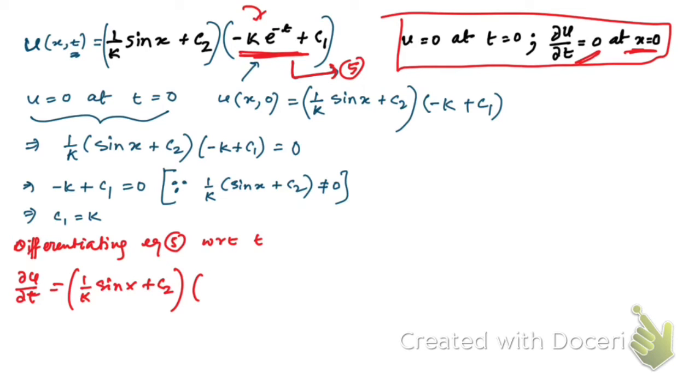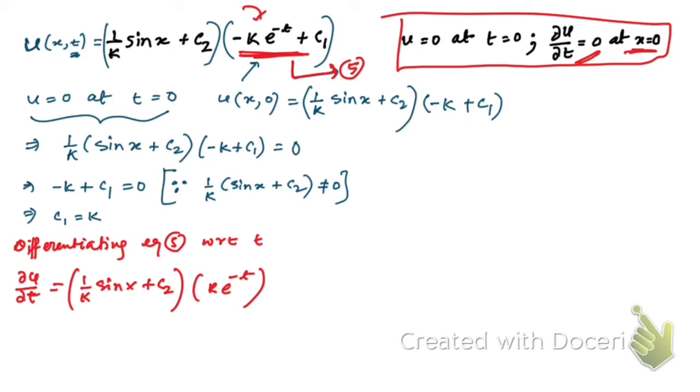The derivative of e to the power minus t is going to be minus e to the power minus t. So minus, and there is one more minus, it's going to be plus k e to the power minus t, and the derivative of a constant is 0. So we're going to get this, right? So hope you have understood this.